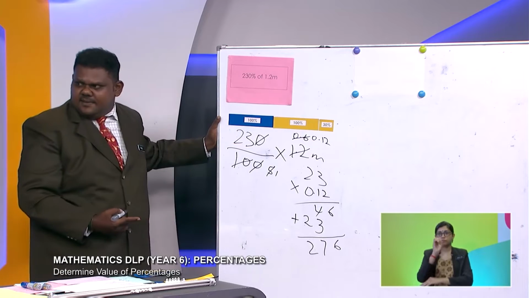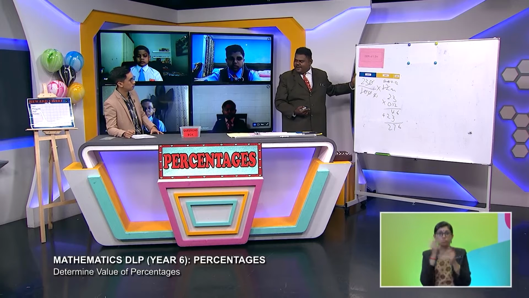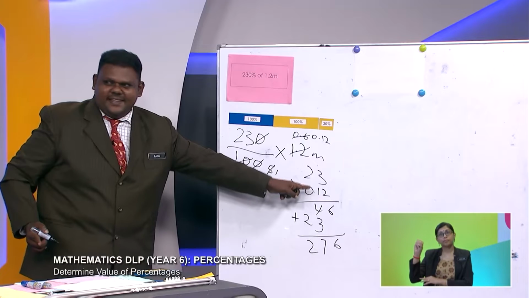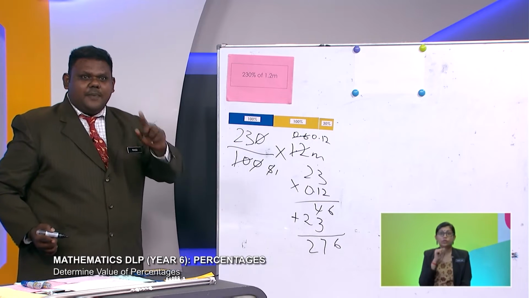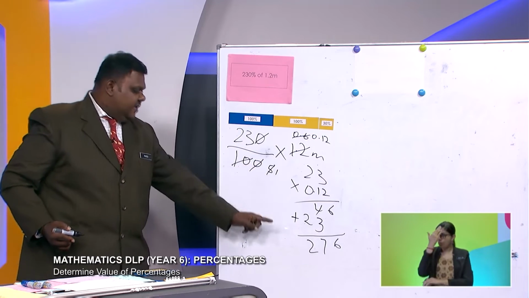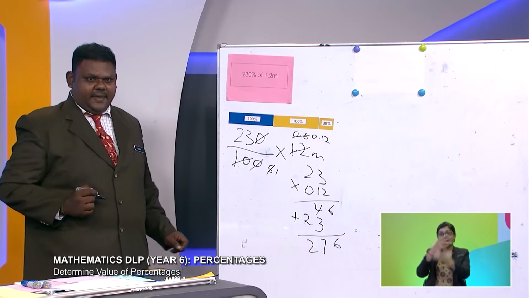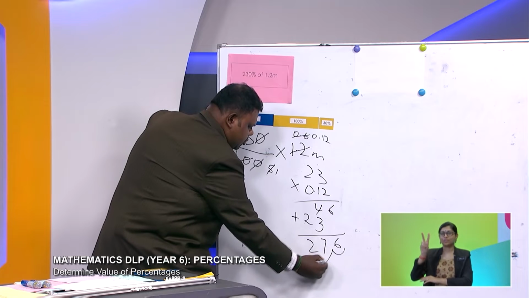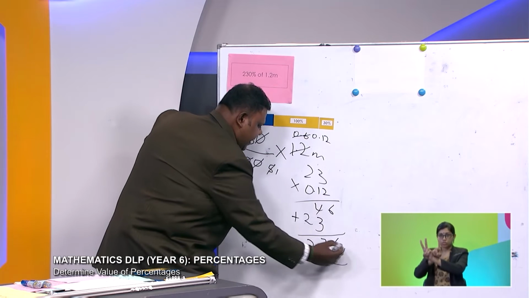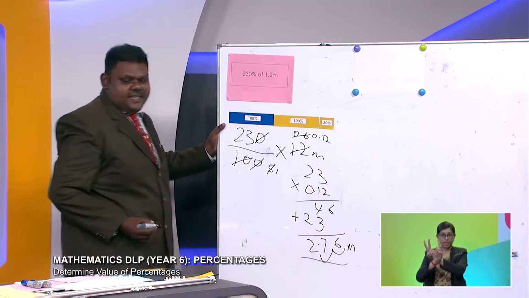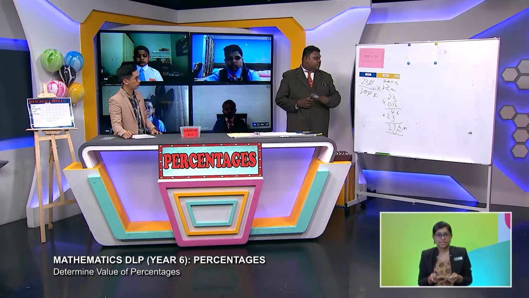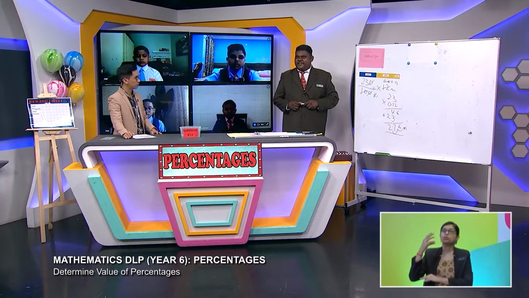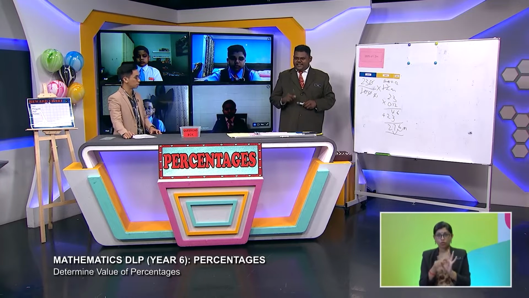Is it the answer? 276 meters. Is it the answer? Yes, I think this is the answer. No, we have not yet. We have decimals here, 0.12. Whenever you multiply with a decimal number, later when you get the answer, you must put the decimal back. Here we have 2 decimal places, so you have to count back here. 1, 2, and you put the decimal here. So the answer is 2.76 meter. So 230% of 1.2 meter is 2.76 meters. Okay, this is the first example.